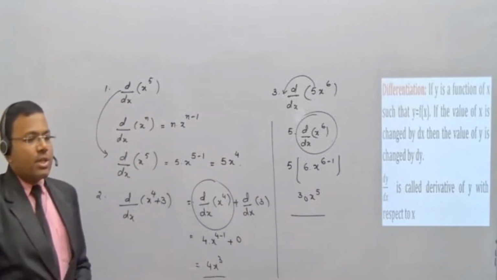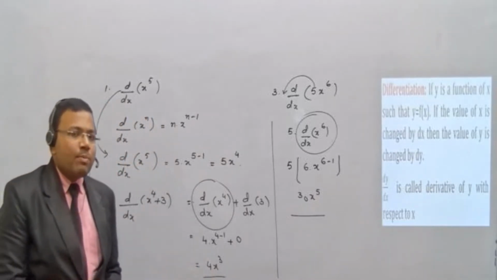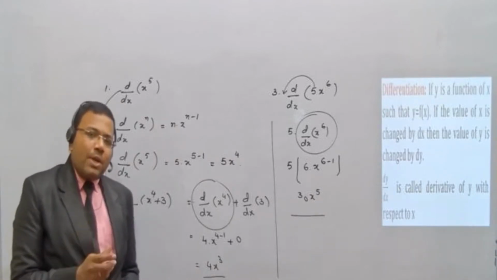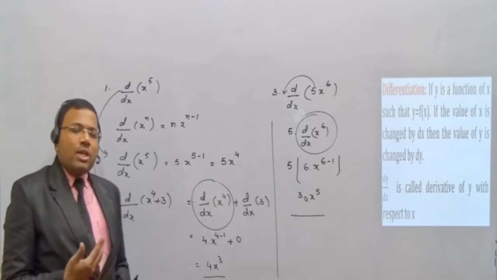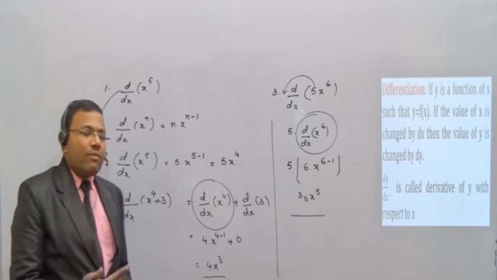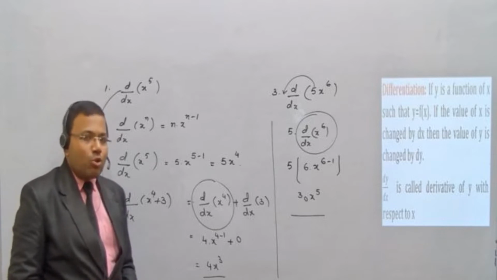So these differentiation examples I have shown you with respect to x. We are doing the differentiation with respect to x. So what happens when the function is given in terms of t? Function is given in terms of t and we have to find out the differentiation with respect to t, time.